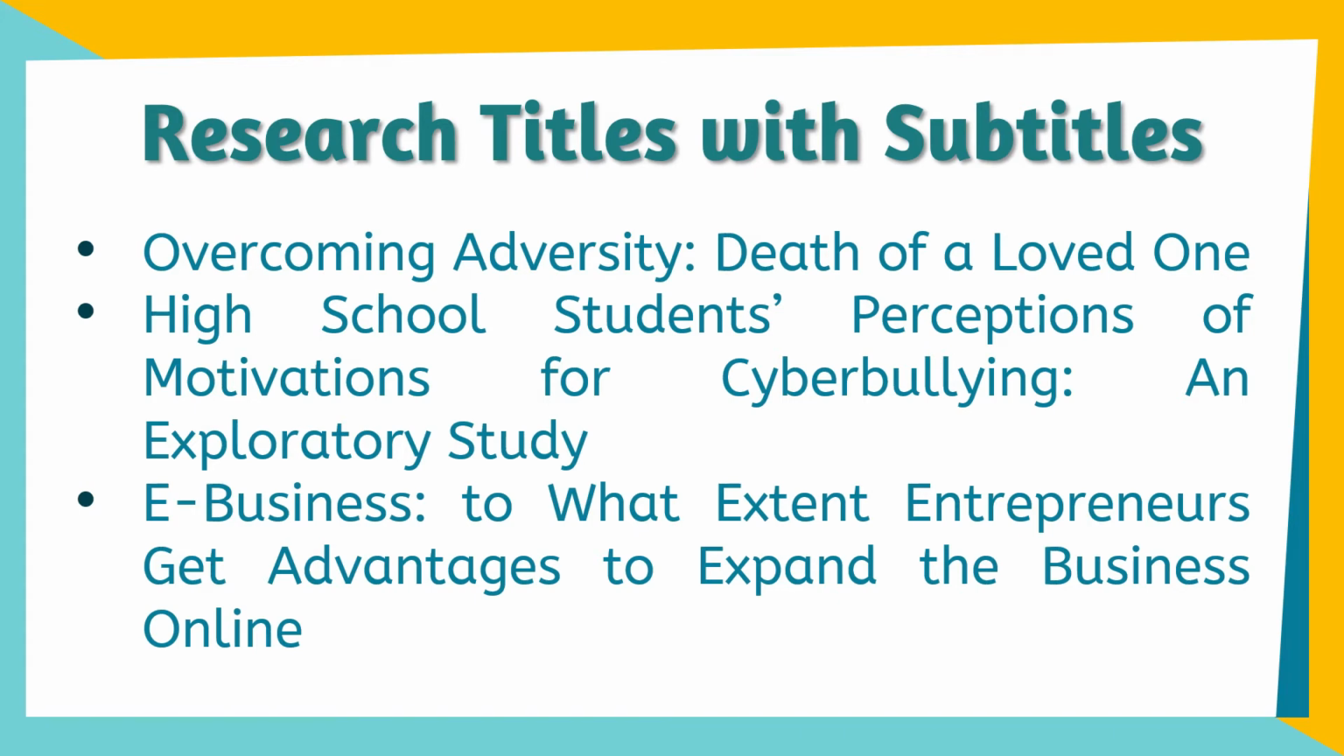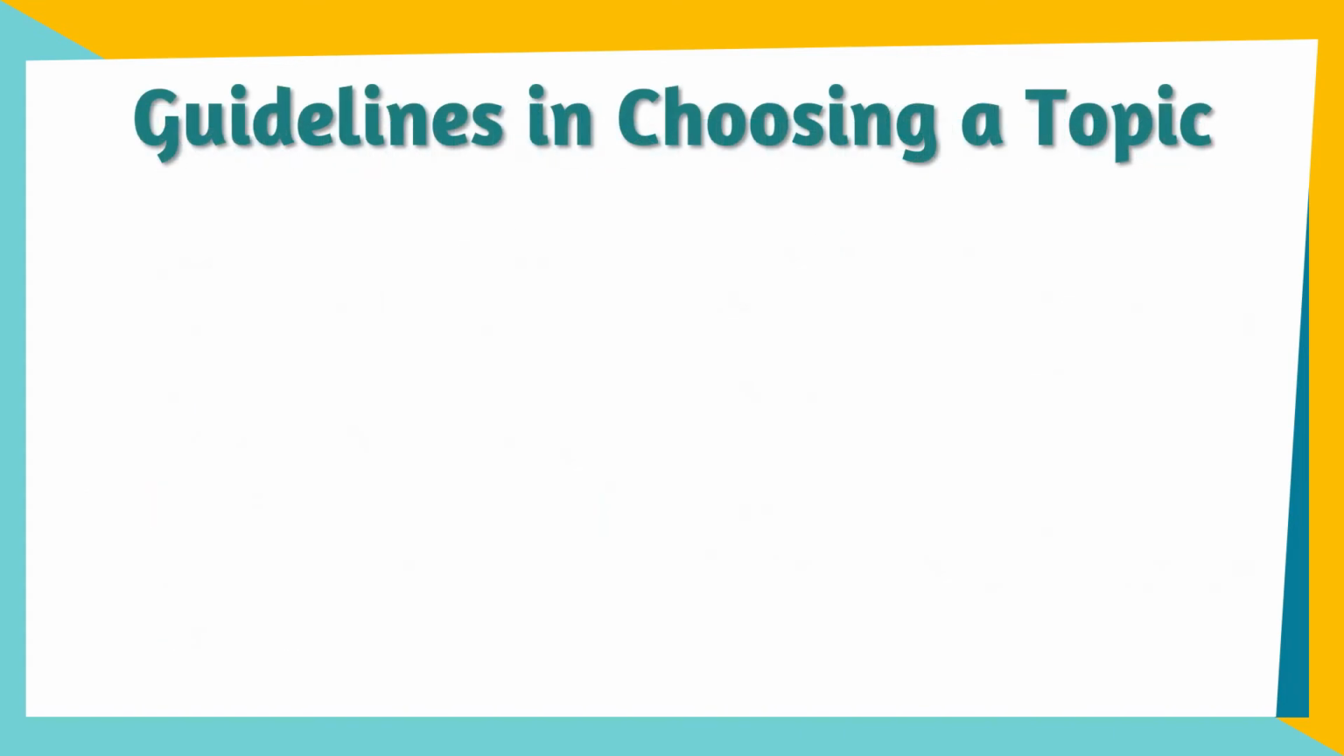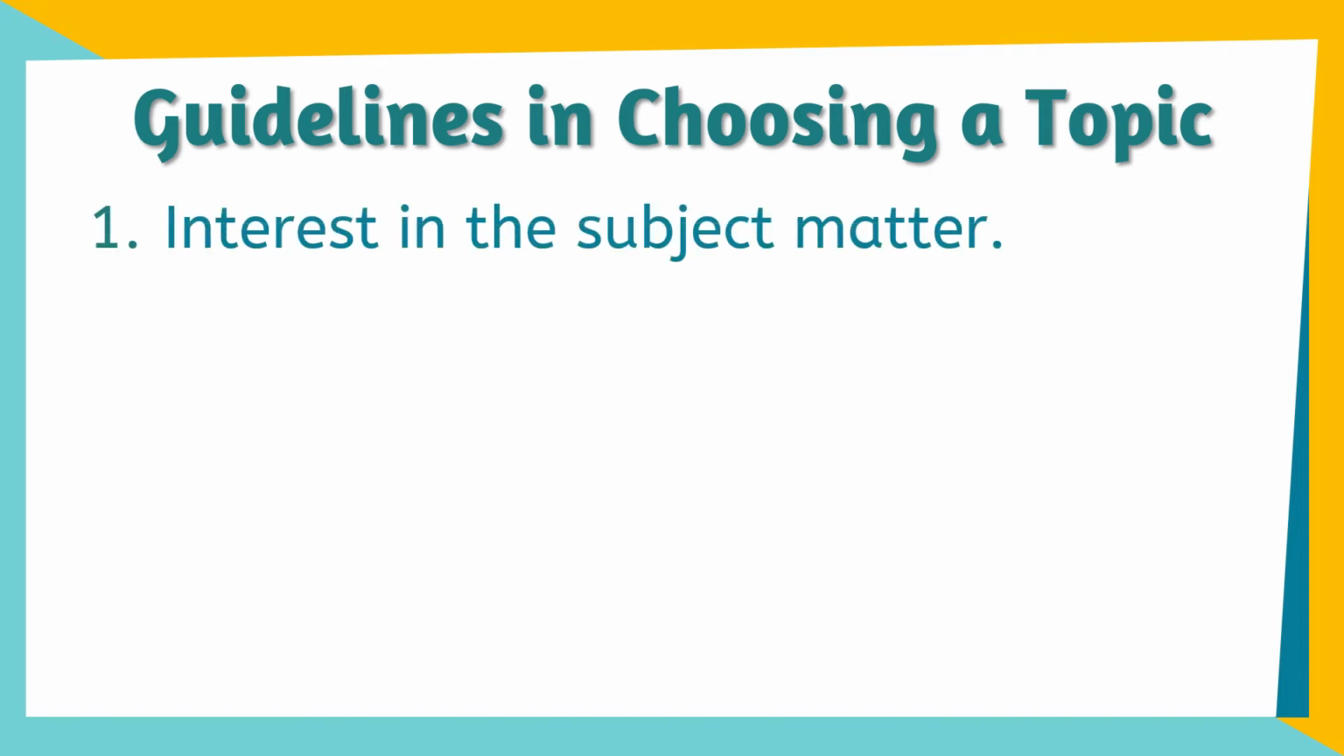Before writing your research title, make sure that you have already chosen a topic. The following are the different guidelines in choosing a topic. First is the interest in the subject matter. Make sure that you are interested about the topic because you have experienced or observed it.